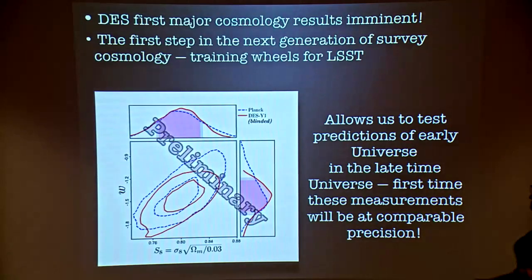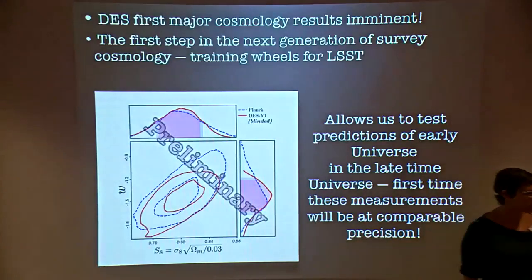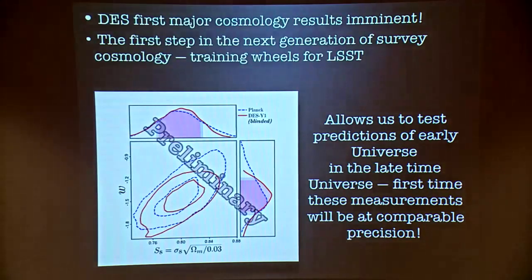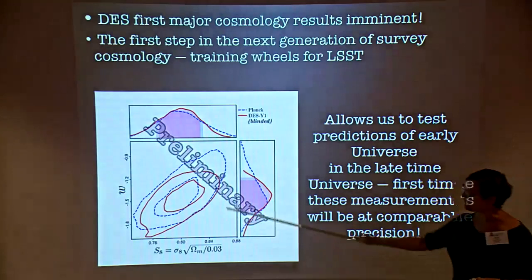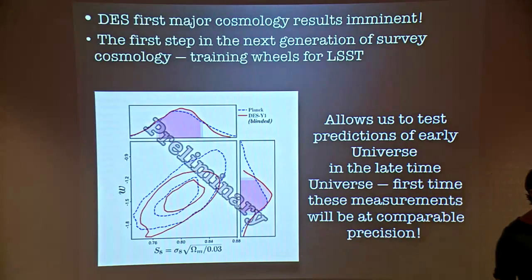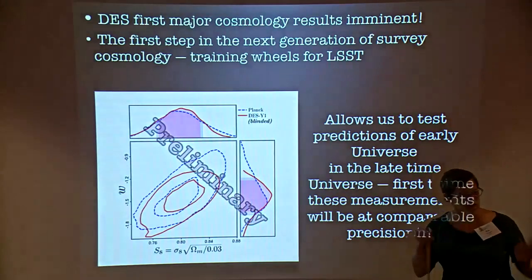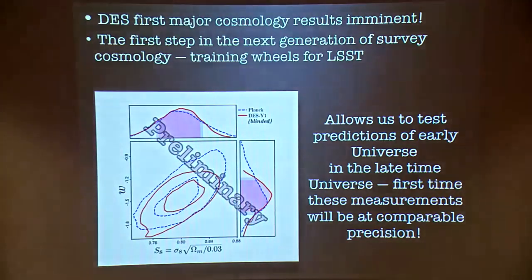These measurements are so precise that we try to make sure we don't bias ourselves when we do them. So we blind all of our results. These error bars and contours are shifted by some arbitrary amount that nobody in the collaboration knows until we're absolutely sure that we've done our analysis right and we've checked all of the things we can possibly think of to check.